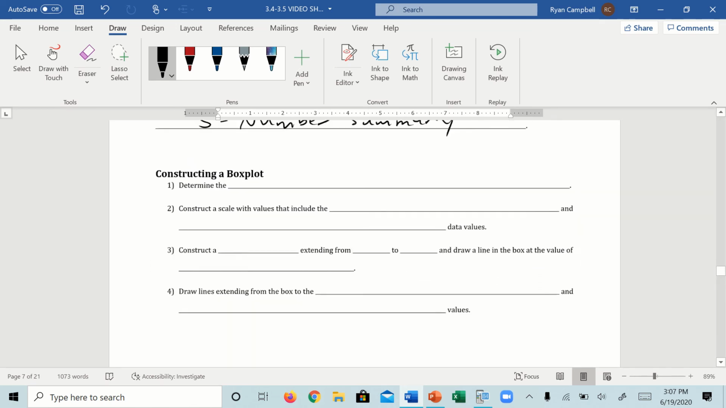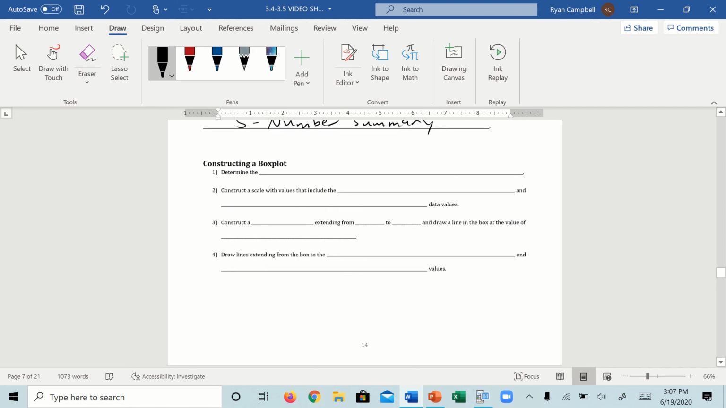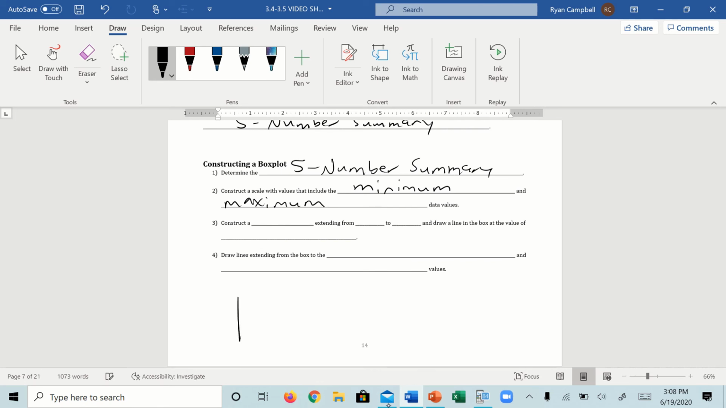So if you want to know how to construct it, I'll show you what it looks like as we construct it. So first thing you want to do is determine the 5-number summary. Right? Need to know what the 5-number summary is to be able to graph it. All right, so on a scale, you want to make sure to include the minimum value and the maximum value. So determine where the minimum is and where the maximum is.